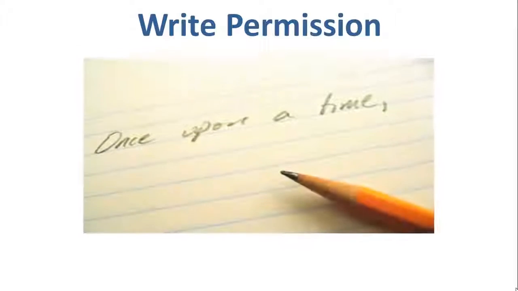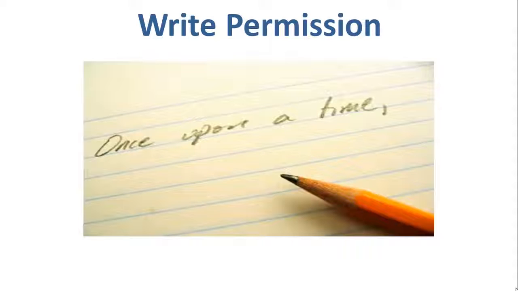The write permission gives you the authority to modify the contents of a file. The write permission on a directory gives you the authority to add, remove and rename files stored in the directory.